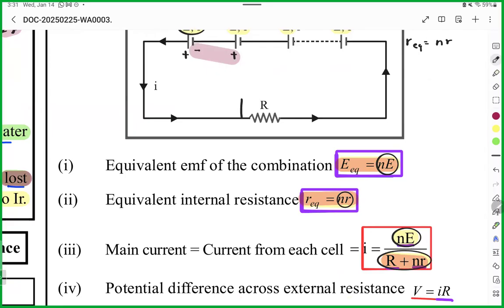Remember, you have only one load resistor. Remaining are internal resistors. So the internal resistance was NR. Total resistance, if you calculate here, will be equal to capital R outside and NR. And what will be your current? EMF by total resistance. Understood?